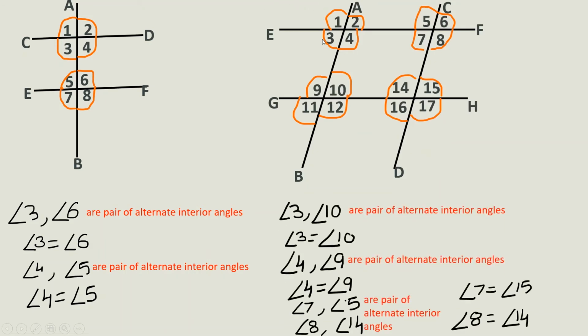And here, in this figure, angle 3 and angle 10 are a pair of alternate interior angles. That means they are equal. Angle 4 and angle 9 are a pair of alternate interior angles. That also means they're equal. 7 and 15 are a pair of alternate interior angles, so they are equal. And 8 and 14 are a pair of alternate interior angles. So that means angle 8 and angle 14 are equal.